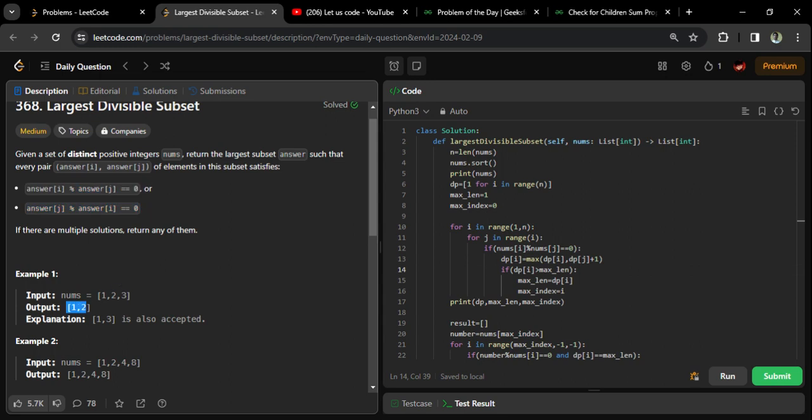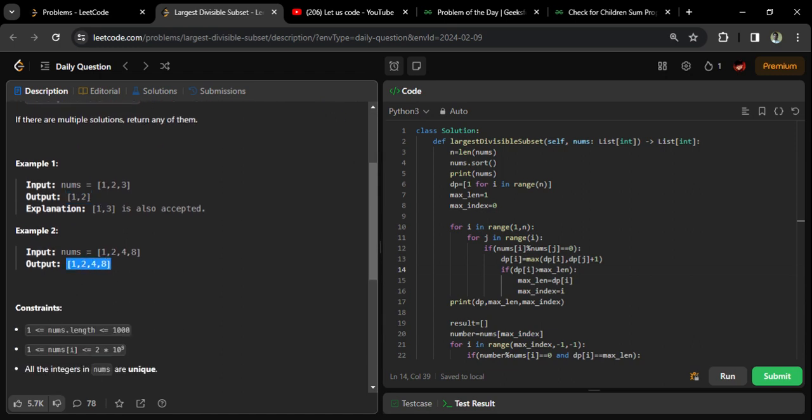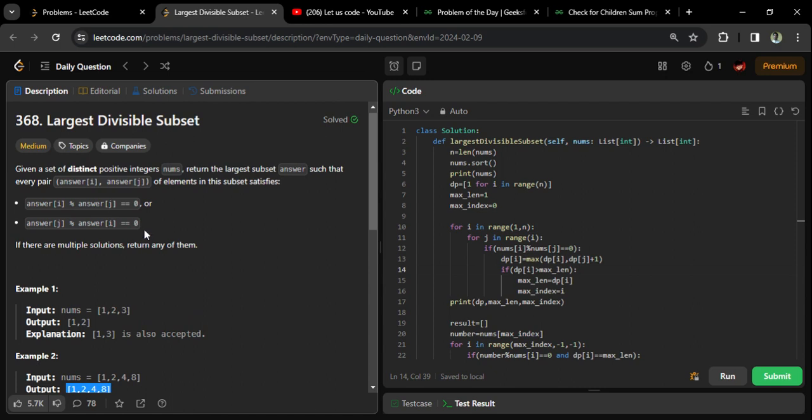Let us say this is our answer subset. Pick any two integers among them, any two. Let us say they are i, j. Either i should divide j or j should divide i. Either of these two should be satisfied, only then this will be a correct answer subset. That is what they are trying to mention here.